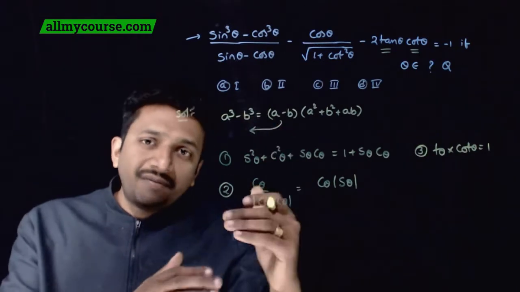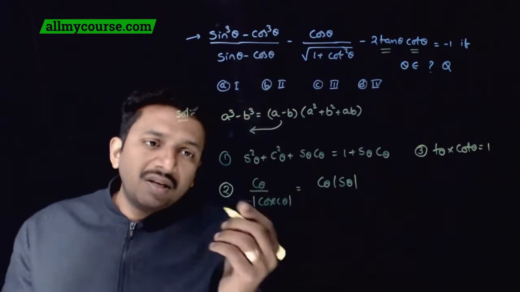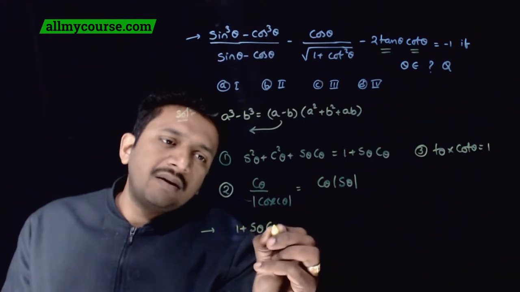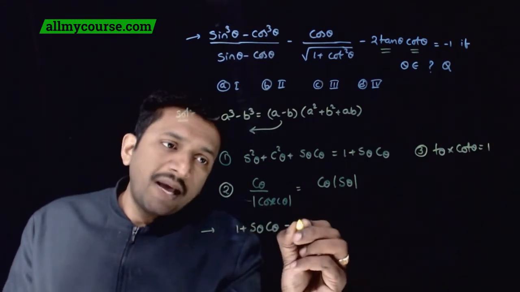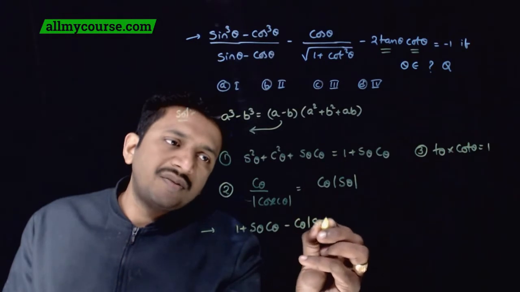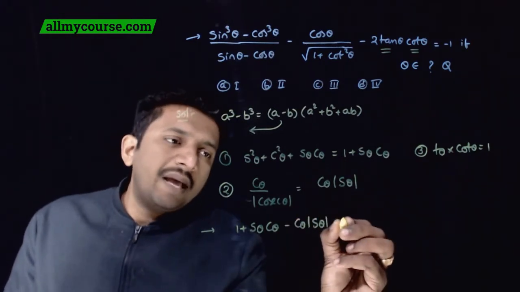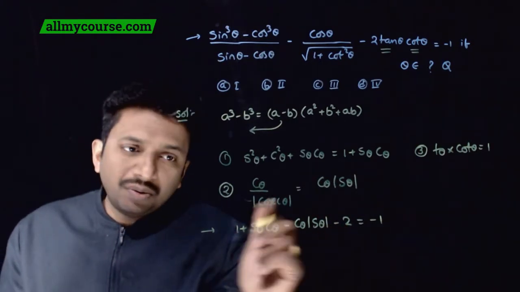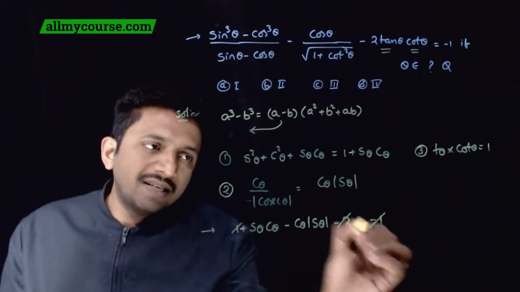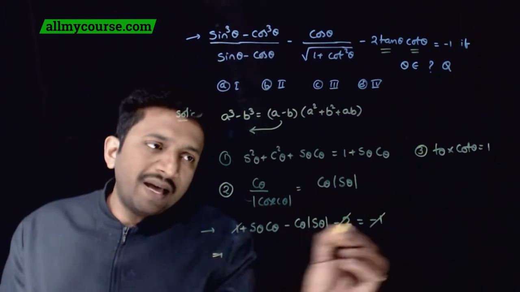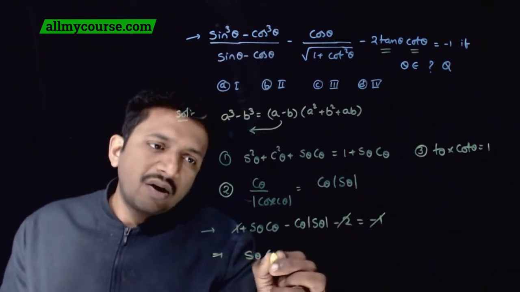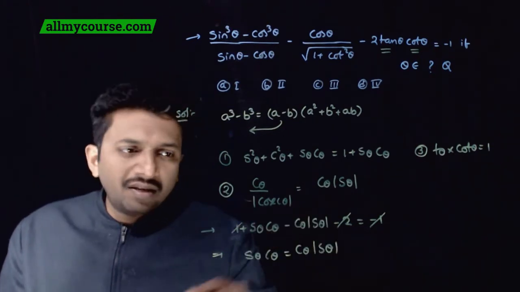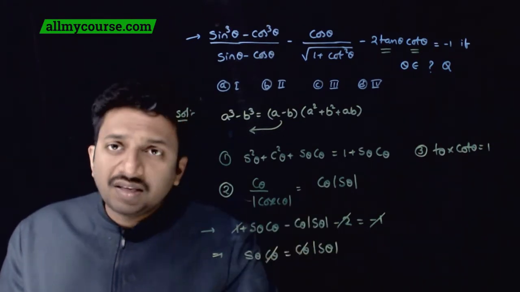So if I put all the simplifications in, the question becomes 1 plus sinθ cosθ minus cosθ mod of sinθ minus 2 is equal to minus 1. So 1 minus 2 is minus 1 and this gets cancelled here. This implies sinθ cosθ should be equal to cosθ into mod sinθ. Cosθ is getting cancelled.